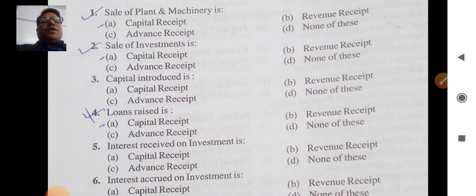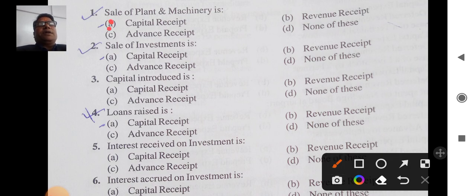Dear students, without wasting time, I am going to start this MCQ series containing 17 questions. And the first question is with you. Sale of plant and machinery will be capital receipts, advance receipts, revenue receipts, or none of these. Out of this, you know that plant and machinery is one of the capital assets. If we sell it, then there will be capital receipts, and your answer will be the first. Capital receipts is the correct answer for this question.